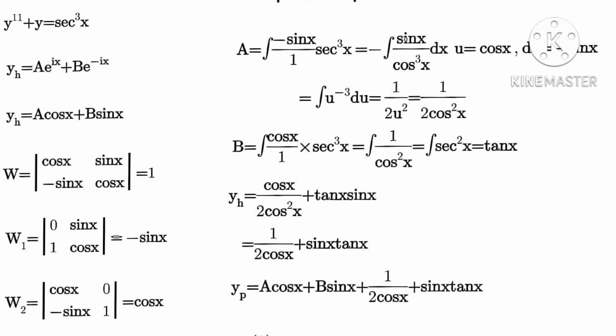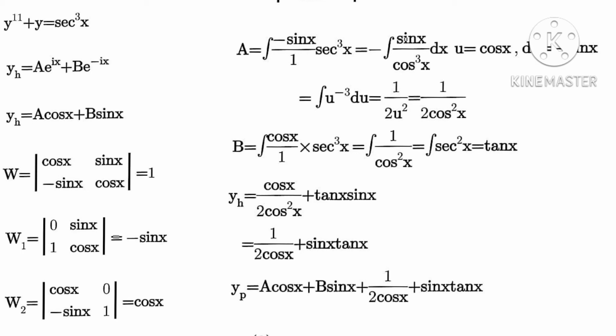Then to solve for b, we apply the same thing. We have it to be cos x times sec cube x, and we have it to be 1 over cos squared x, because sec cube x is 1 over cos cube x. So cos x cancels out cos x, then we have it to be sec squared x, and when you integrate sec squared x, you have it to be tan x.